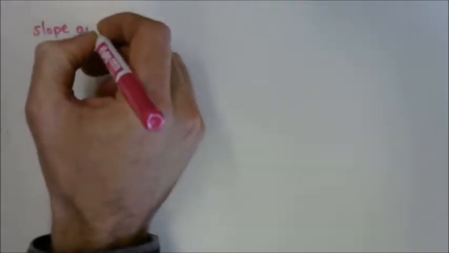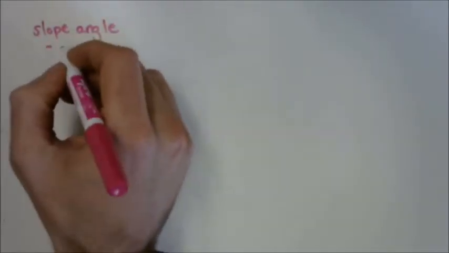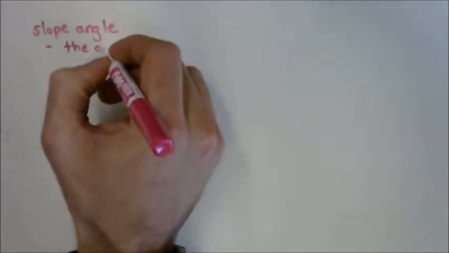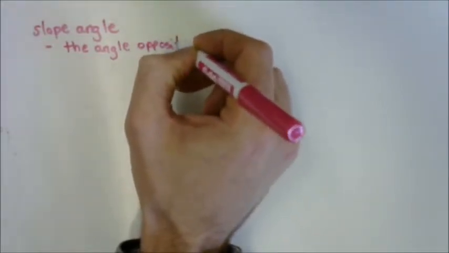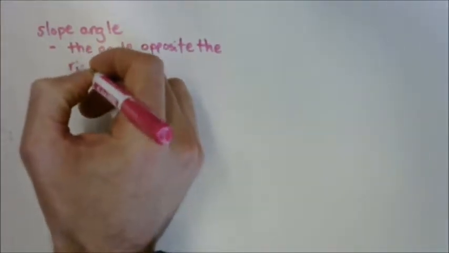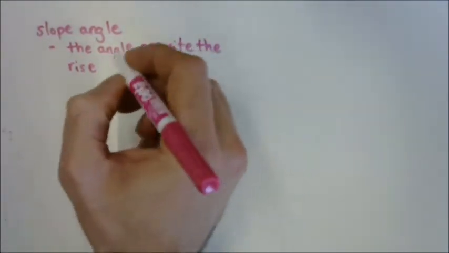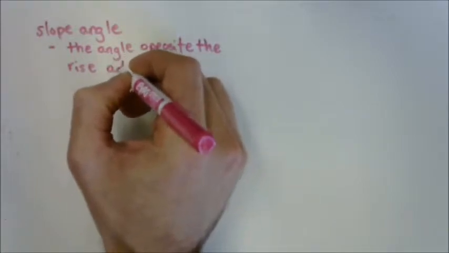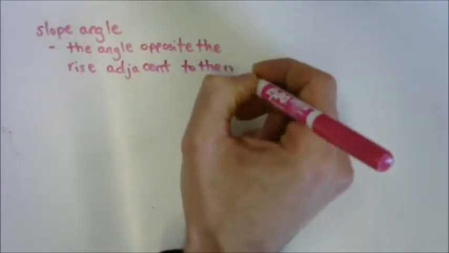Alright, some notes before we get into our examples, some things that we need to know about. Number 1, slope angle. As you do your problems, you may come across that term. The slope angle is the angle opposite the rise. By the way, I'm only going to use half of my page because I'm going to do another definition over here. Okay? Slope angle. The angle that is opposite the rise and adjacent to the run.